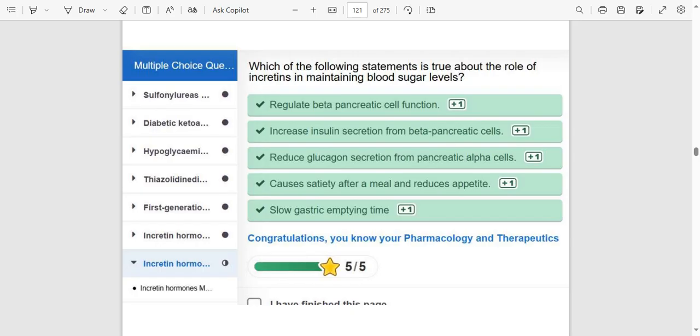Which of the following statements is true about the role of incretins in maintaining blood sugar? Regulate pancreatic cell function. That's true. Incretins want to reduce glucose and they act on the pancreas. Increase insulin secretion. That's true. Reduce glucagon. That's true because glucagon is opposite to insulin. Cause satiety after a meal and reduces appetite. What is satiety, anyone?